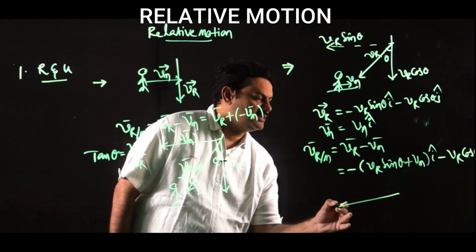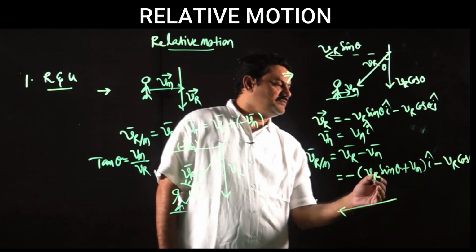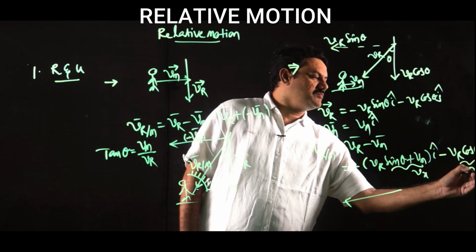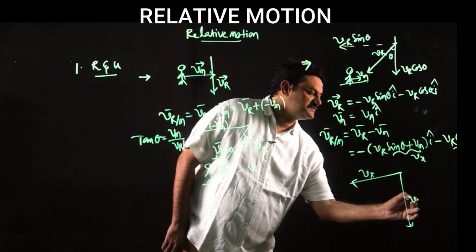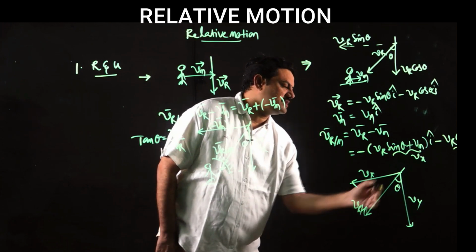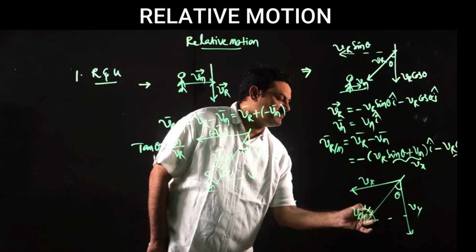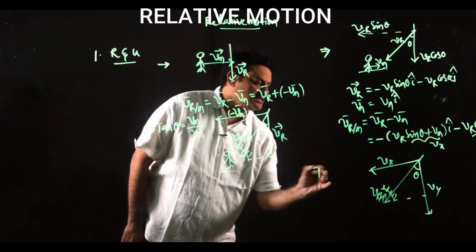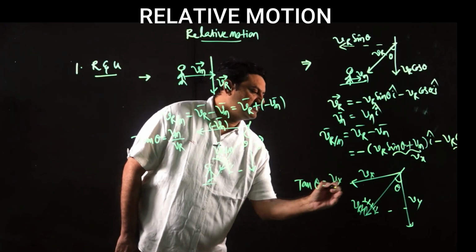So you want to calculate the position of the umbrella. See here, along this direction, this is Vx component and this is Vy component. So this is Vx and this is Vy. The resultant of this one is the velocity of the rain with respect to the man. So if you want to calculate the position of the umbrella with respect to the vertical, tan theta is equal to Vx by Vy.